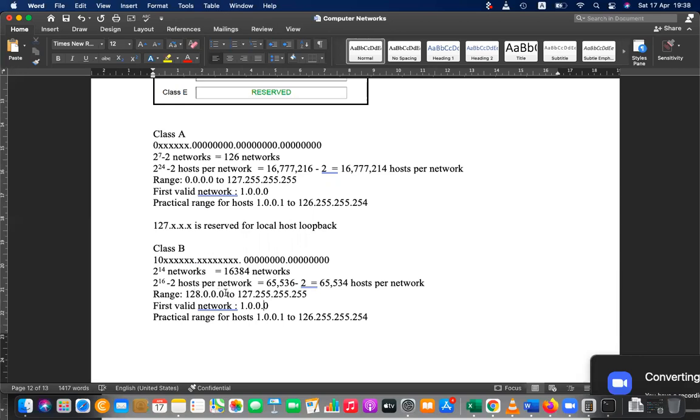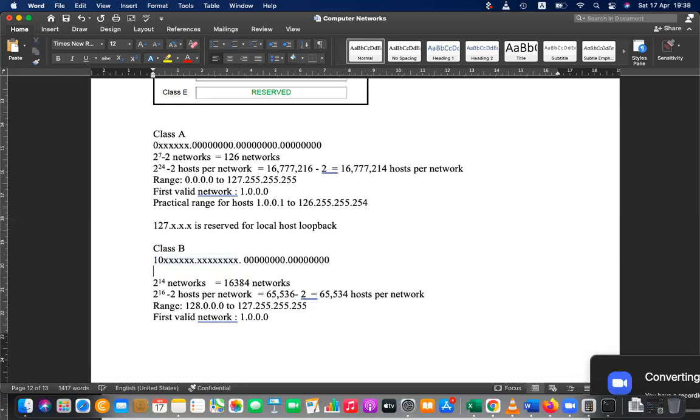So what is the last one that it can accommodate? The last value will be? So 128 in the beginning. Take 128.